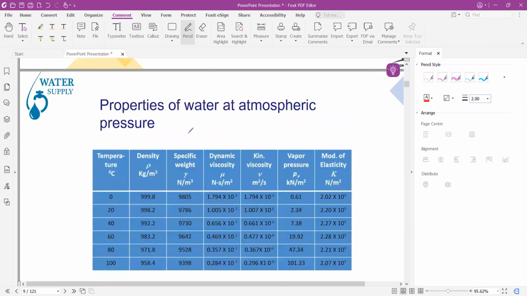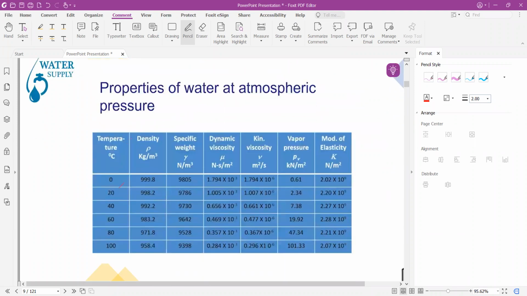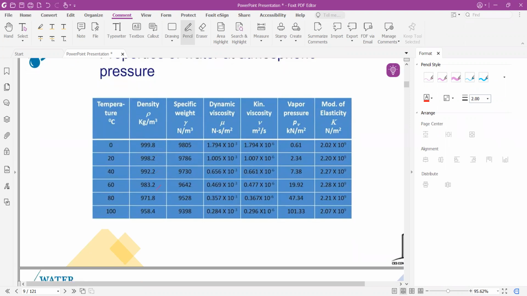So these are the properties of water at atmospheric pressure at different temperatures. You can observe how the density varies with temperature, and how the dynamic viscosity and the vapor pressure effect change as compared to temperature. One point to remember is that if you design a water supply system, the temperature of the area should be considered by taking these properties of water into account in order to design the water supply system.